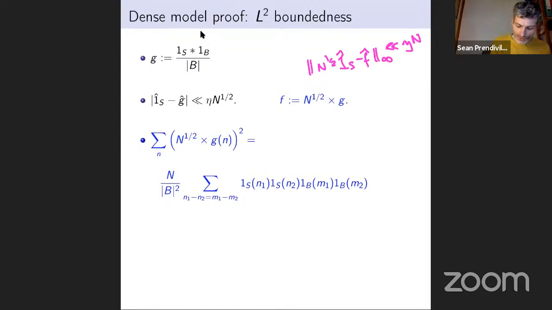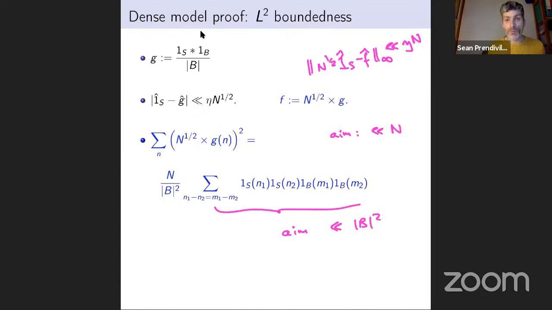Now, what are we aiming to show? We're aiming to show that this is of order of magnitude n. So that means we want this to be of order of magnitude the Bohr set squared, because then this order of magnitude cancels with our denominator and we're left with n.